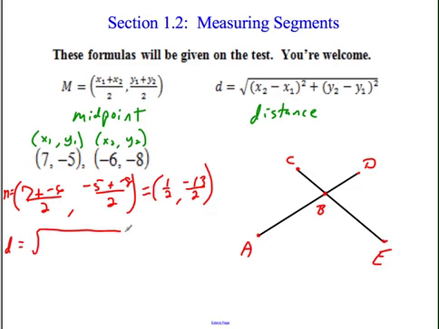Well, you do the same thing. Well, not the same thing. You do this formula over here. You're looking for subtract your x's. So you just be careful with your signs. You've got 7 minus negative 6, and then you're going to square it. Plus subtract your y's. You've got negative 5 minus negative 8 squared.